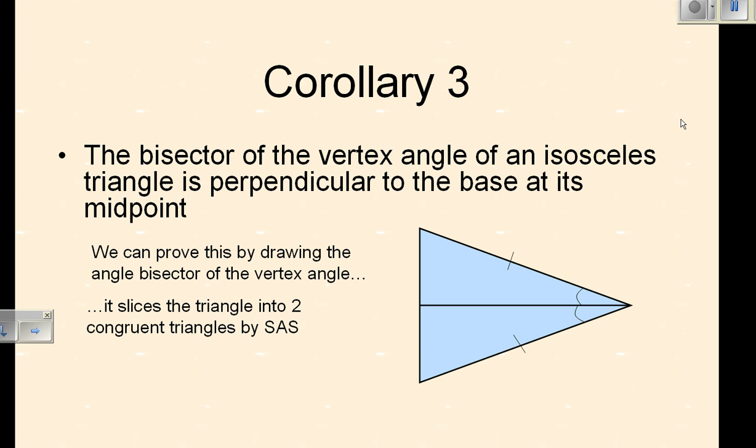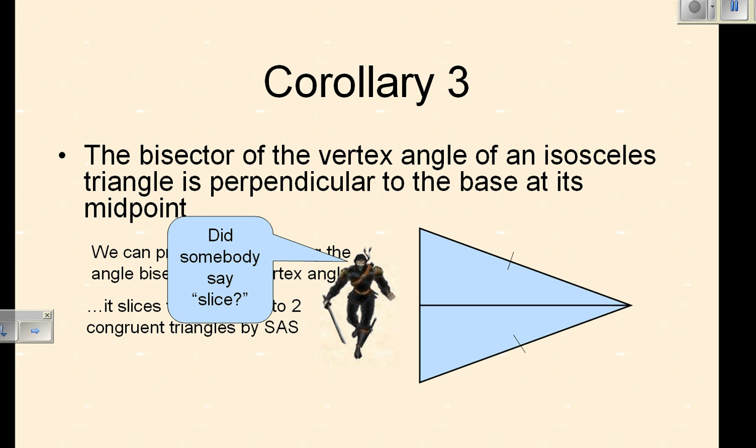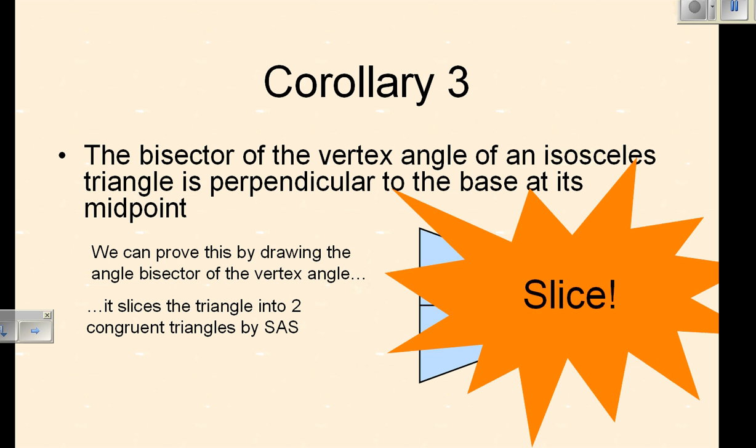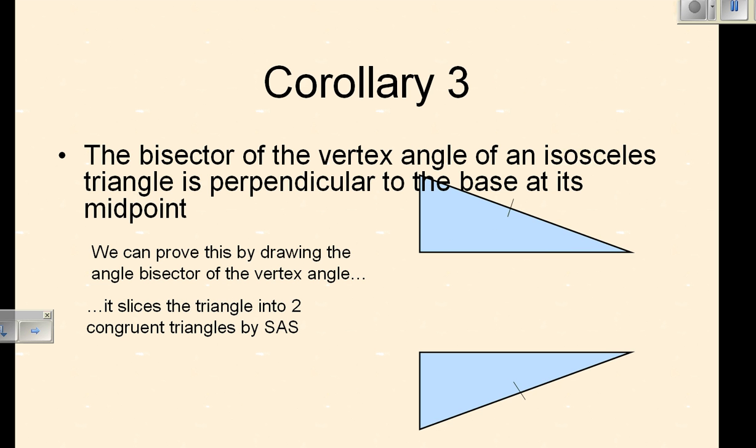And it slices the triangle into two congruent triangles. Do you see the two congruent triangles? By side, angle, side. So we've just sliced this right down the middle into two equal triangles. Oops, I'll let you see this guy. So we just split that right down the middle. That's my helper. He helps me slice things up sometimes. So we've got side, angle, side.